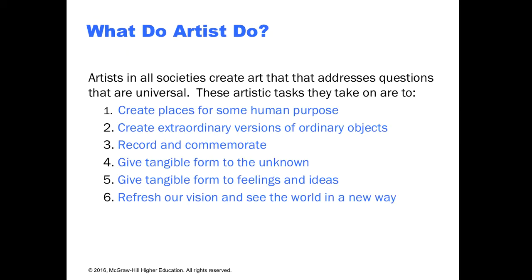So what do artists do? There are different segments in this book. Create places for some human purpose. Create extraordinary versions of ordinary objects. Record and commemorate. Give tangible form to the unknown. Give tangible form to feelings and ideas. And refresh our vision to see the world in a new way.